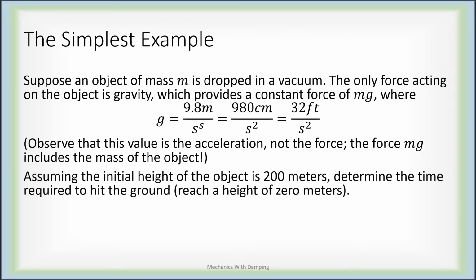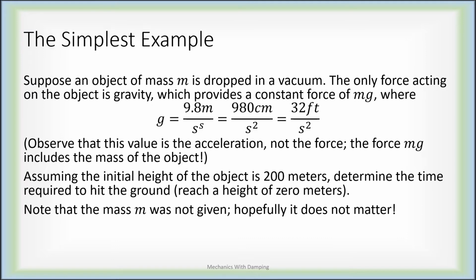Assuming the initial height of the object is 200 meters, determine the time required to hit the ground. Okay, in other words, a height of 0 meters. So the mass m was not given, which means hopefully it doesn't matter. If the mass really affects the outcome and we weren't given it, it will remain in our solution as a variable.